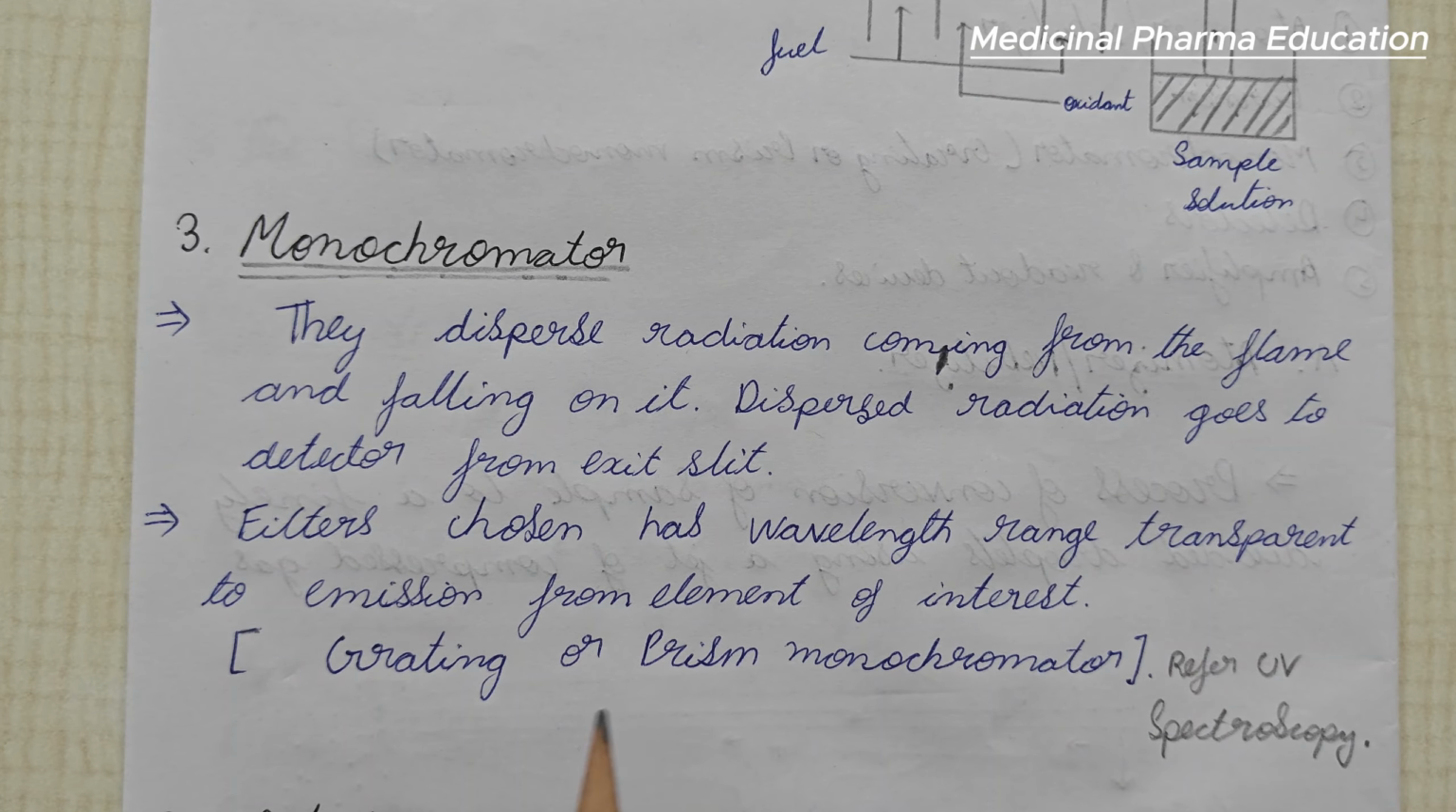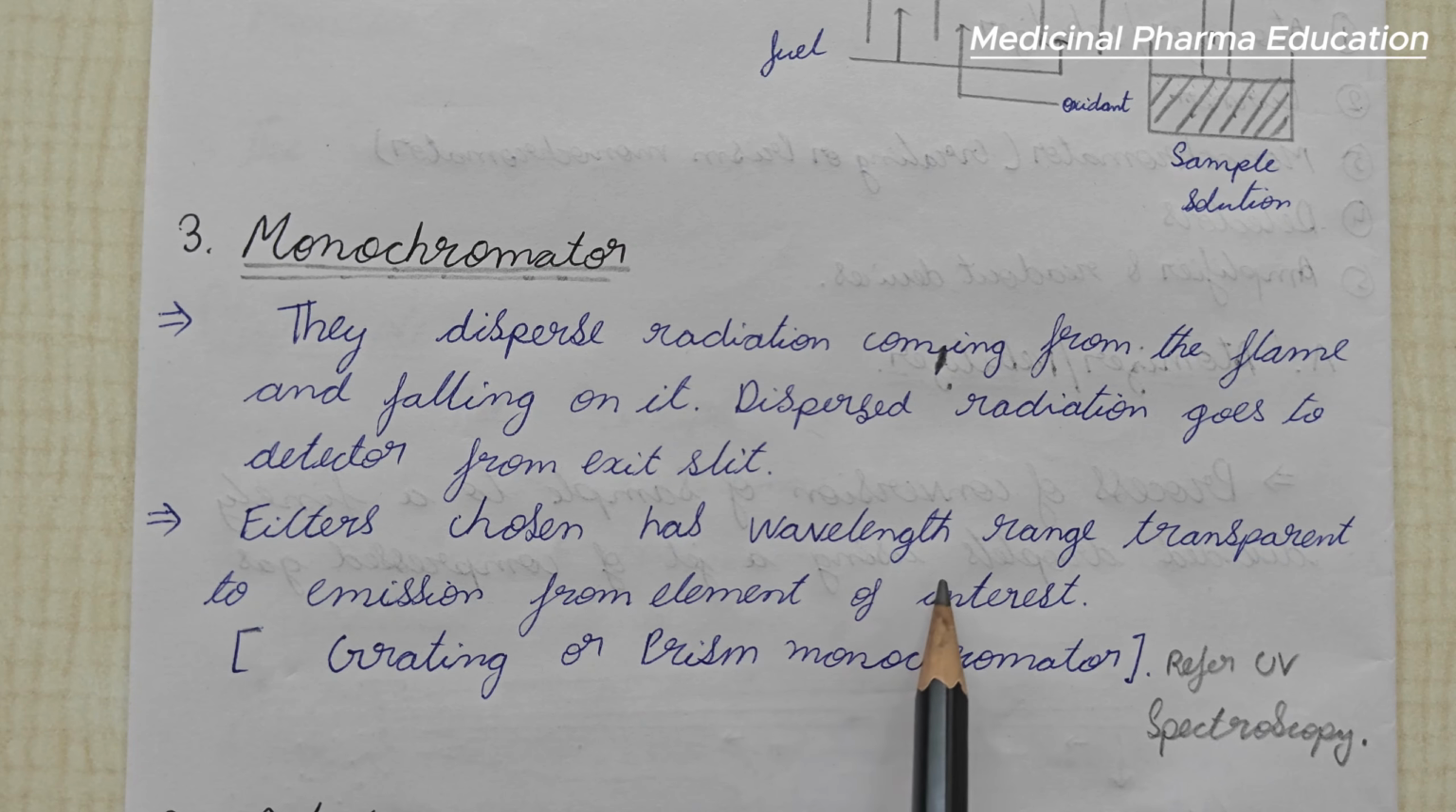Next, filters. The filter chosen has a wavelength range transparent to emission from the elements of interest. See, what is the main function of filters? They select the particular wavelength range so that only the wavelength of the element or sample being tested passes through it. Here we are using the grating or the prism.